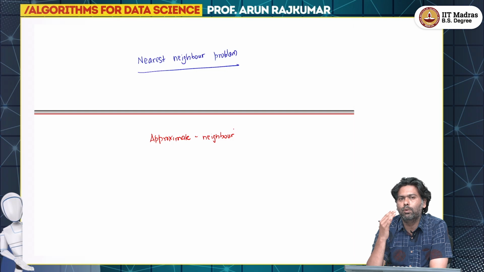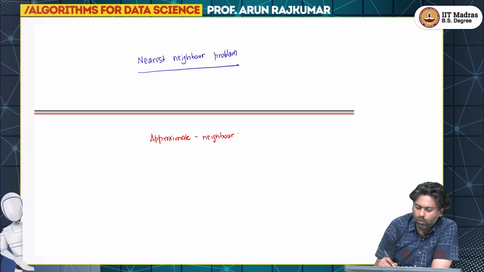So you will be able to trade off a little bit of the quality of the neighbor against the speed with which you are fetching the neighbor. That's why we are okay to call this the approximate nearest neighbor problem.